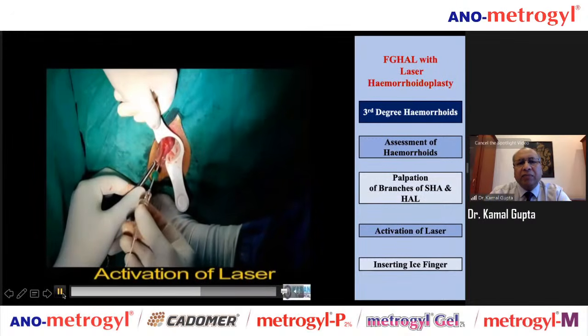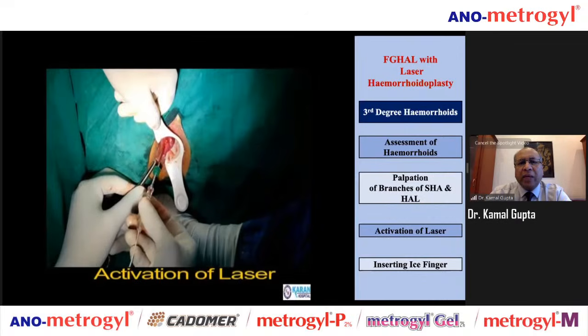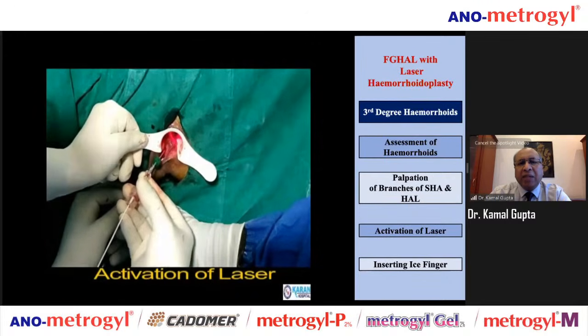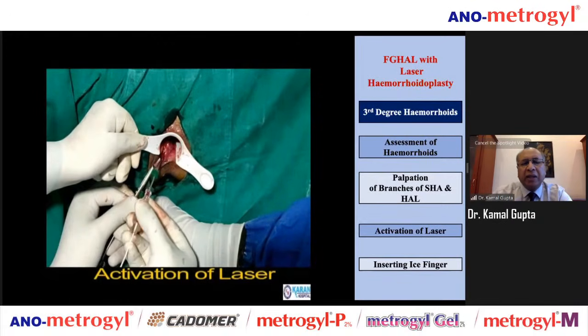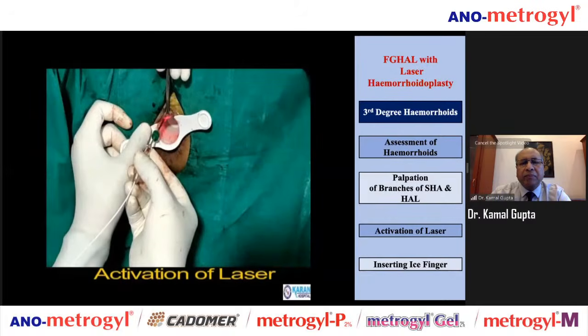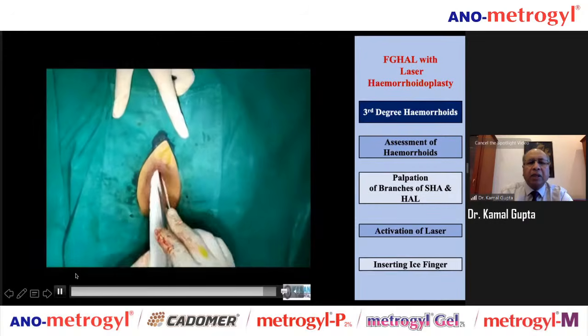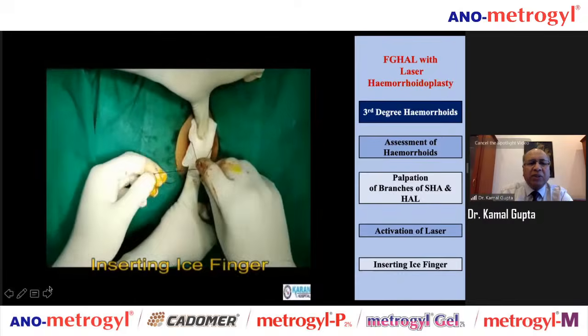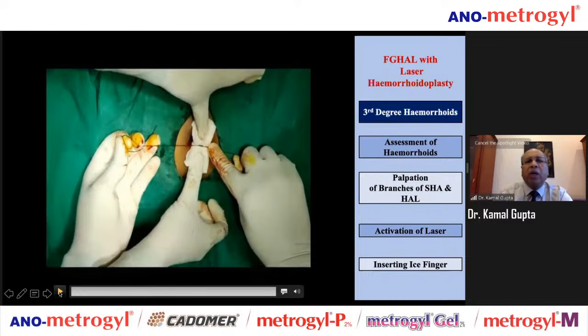Now just enter, make sure the light is not too bright or too dull. And in case it's a big pile mass, you can go in a fan-shaped manner. That is, first go straight, then left and right, and keep on withdrawing every half a centimeter. Now that is at 11 o'clock position. So you can make out the pile mass is reduced. And finally, we do insert an ice finger for 20 minutes.